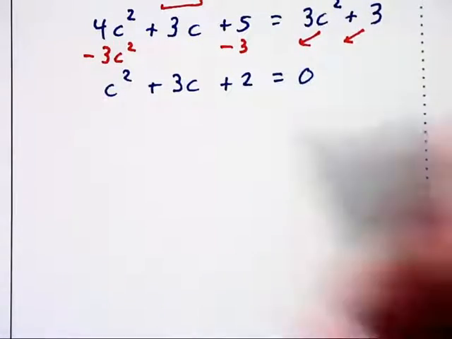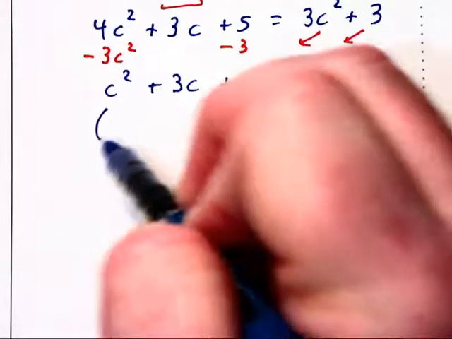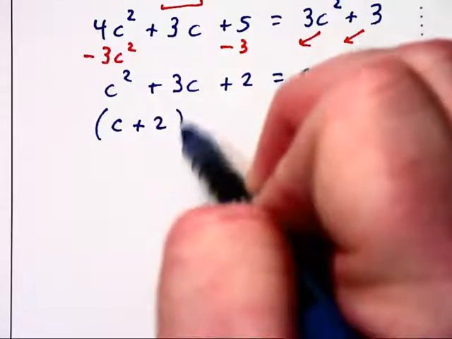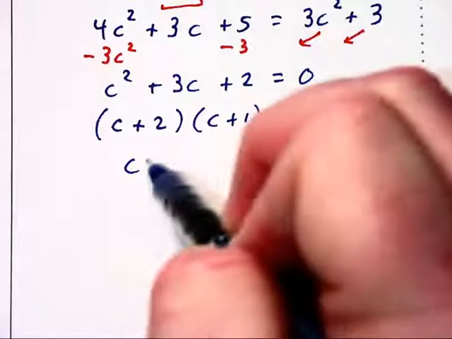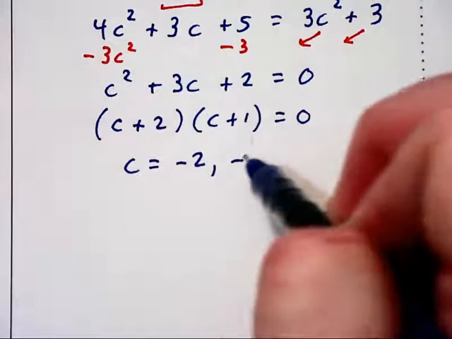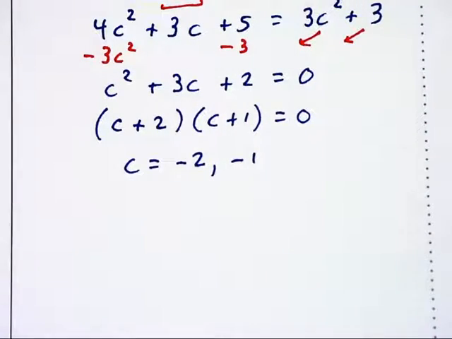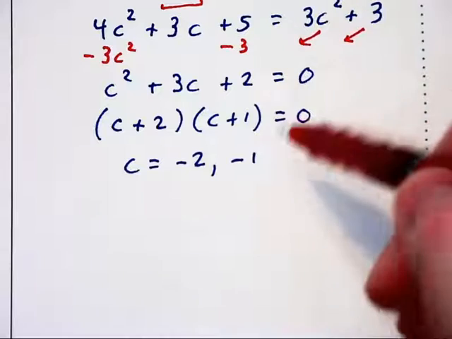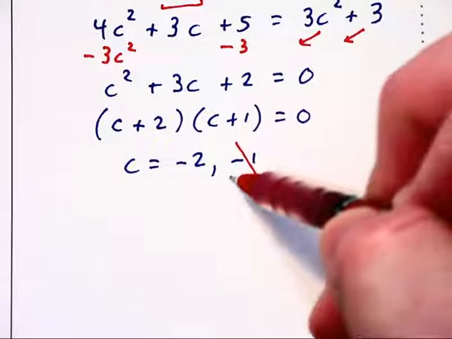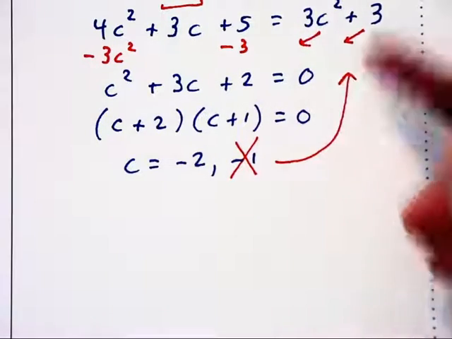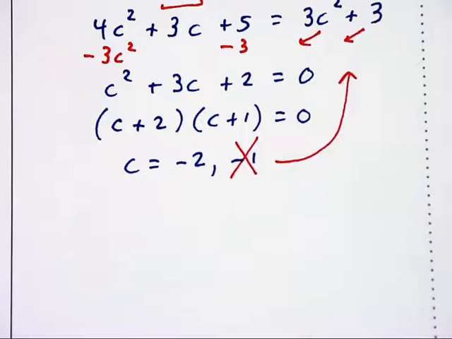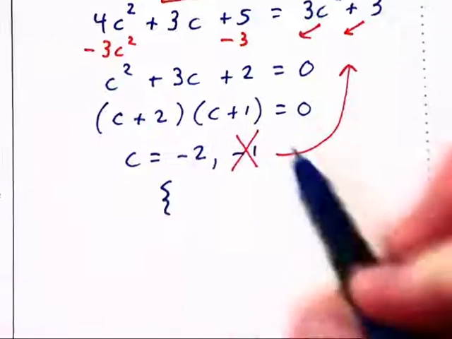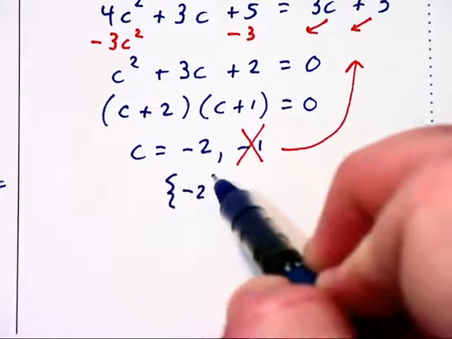This is conveniently factorable, and we find it factors into c plus 2 times c plus 1, and therefore c equals negative 2 or negative 1 appears to be the solution set. But if you take that negative 1 and substitute it into the original problem, you will notice that it produces a 0 in the denominator. And so our solution set consists only of the value negative 2.